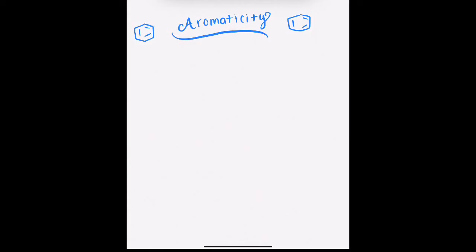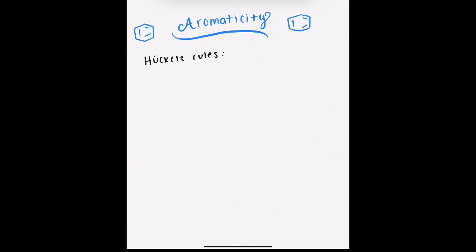So first of all, we need to go over Huckel's rules for aromaticity. This is the only way we can know if molecules are aromatic or not.